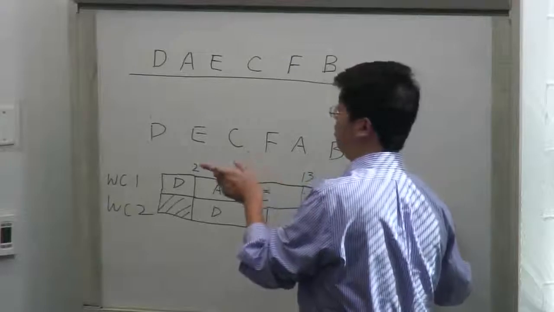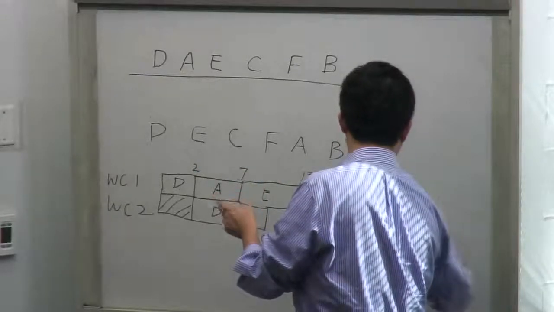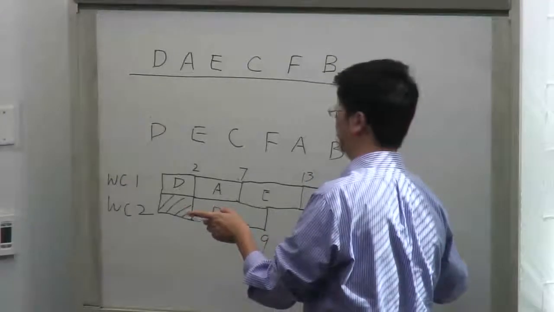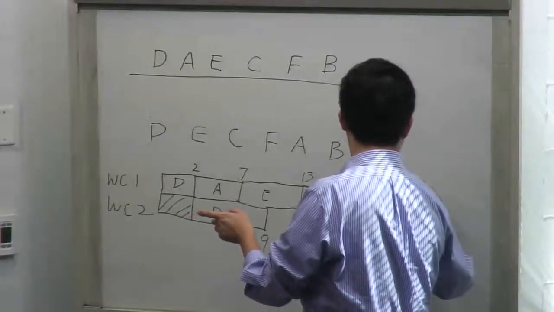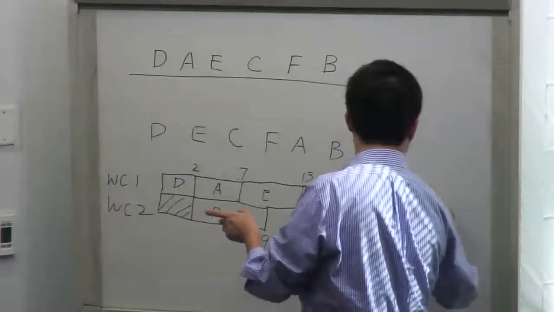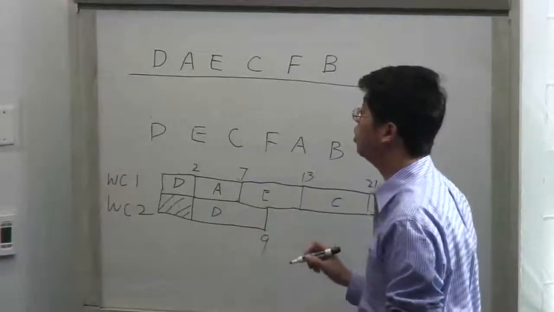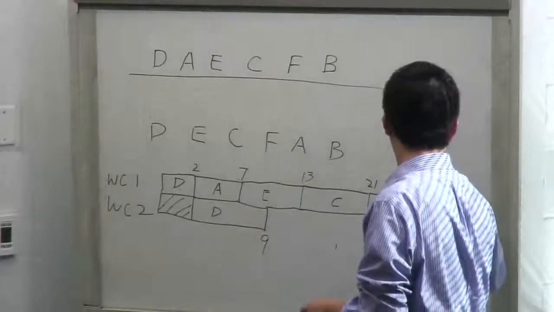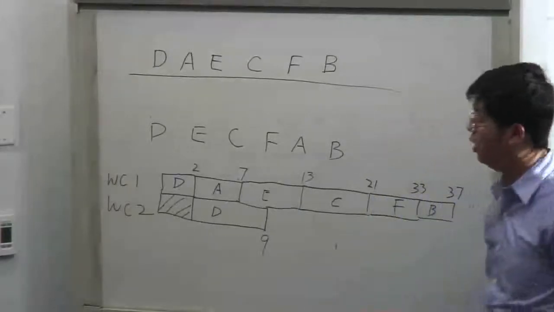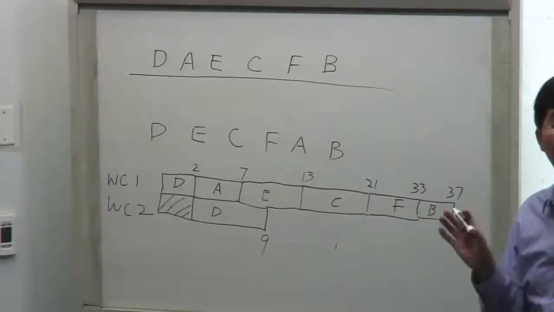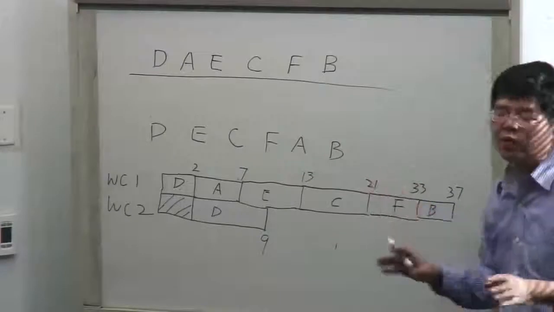And then F is 6. Sorry, what's 6? It's 12. So it's 33. And the last is B, which is equal to 37. Am I right? Right? Okay. So you can see work center 1 is pretty simple.